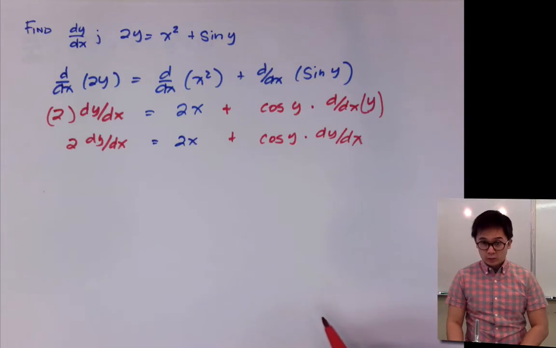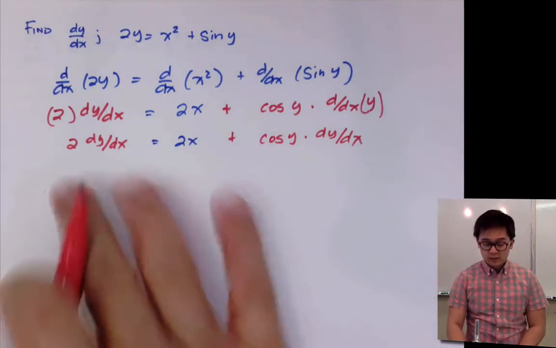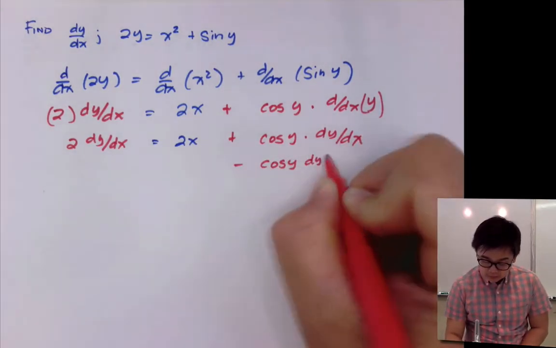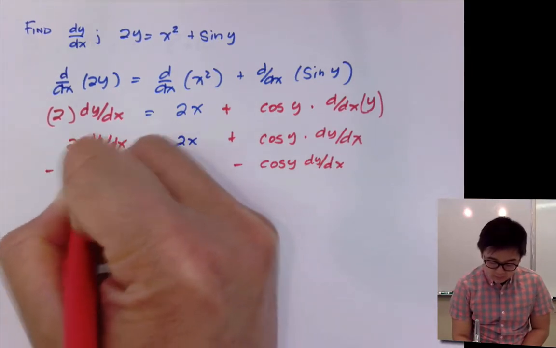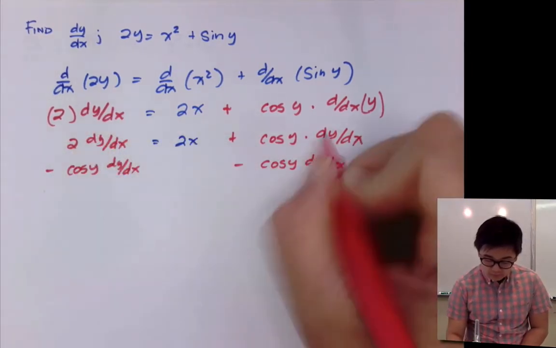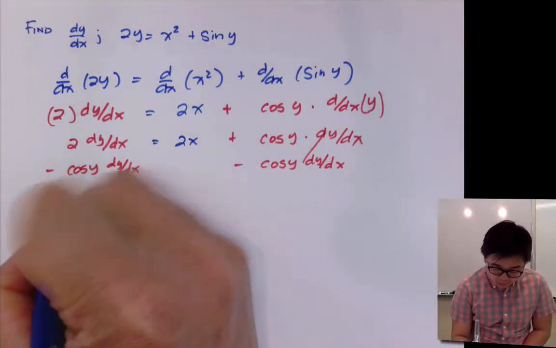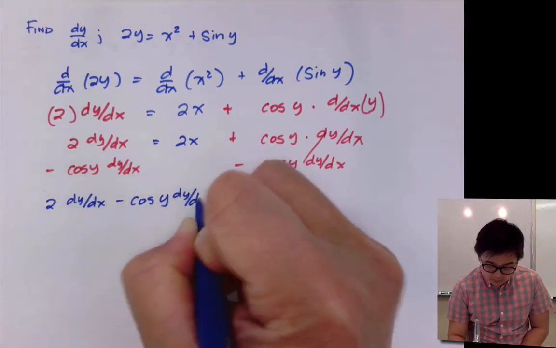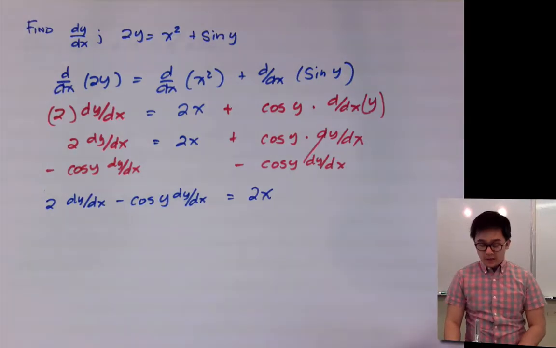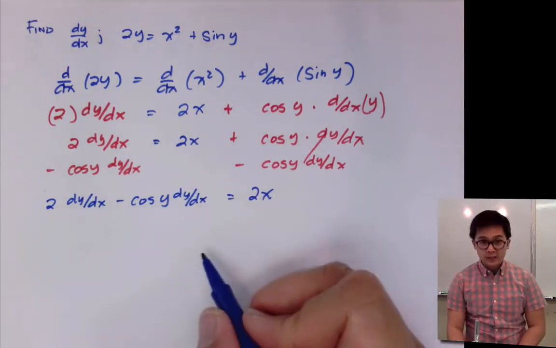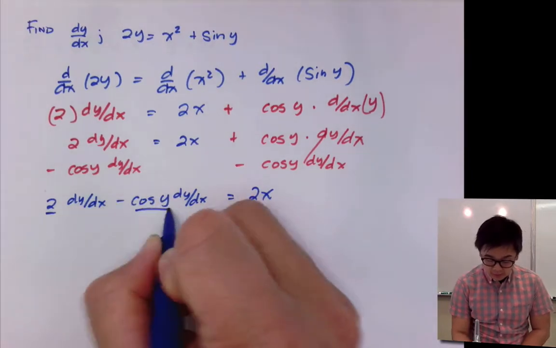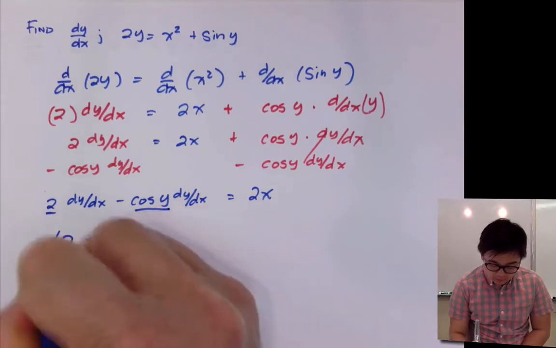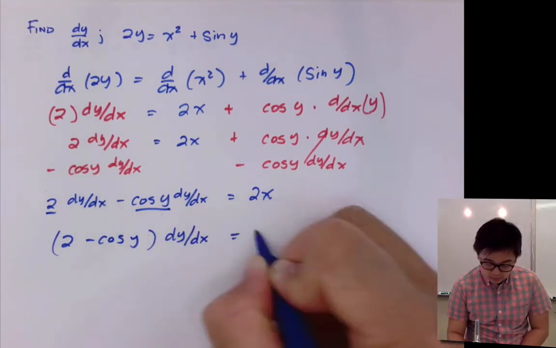So what we're going to do now is group the dy/dx together, and then the 2x will be left right here. So by subtracting cosine y dy/dx on both sides, we'll end up with 2 dy/dx minus cosine y dy/dx equal to 2x. And since we need to isolate dy/dx in our equation, we can factor out the dy/dx, and we'll end up with 2 minus cosine y, times dy/dx, equal to 2x.